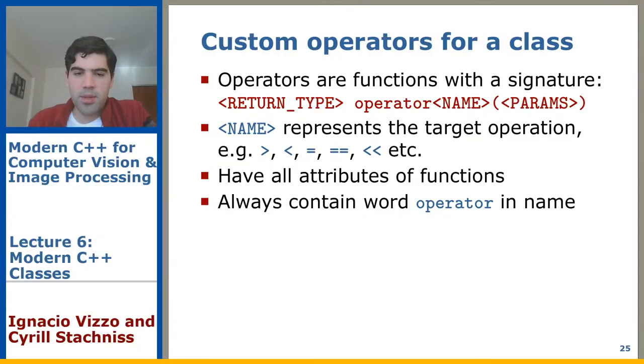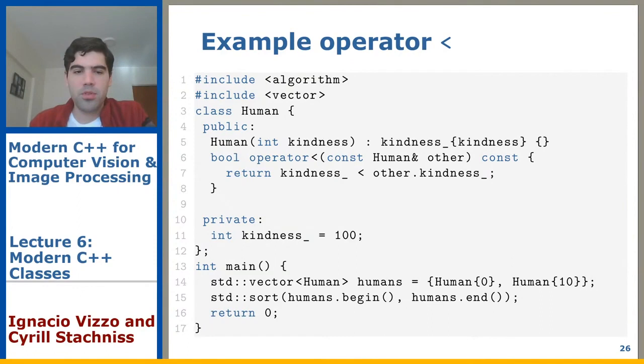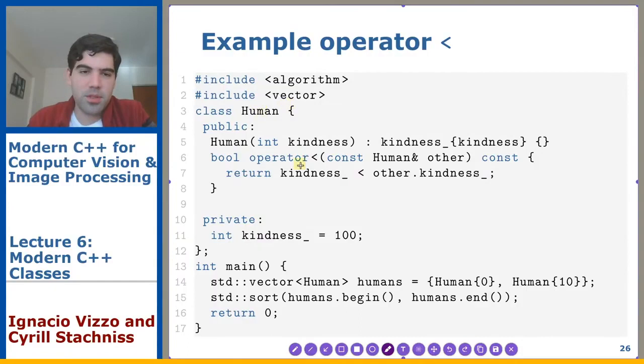A list of operators is on this link, and this is one example. We have a class human, and this is actually a dummy example, but it's worth it. For some reason we want to define when a human is less than another human, and how we do this is defining the operator less. This operator will take as input argument another human, and it is also marked as const because it should not change the objects within this class. If the kindness of this object is less than the other kindness, then I am less than this other guy. So that's basically the idea.